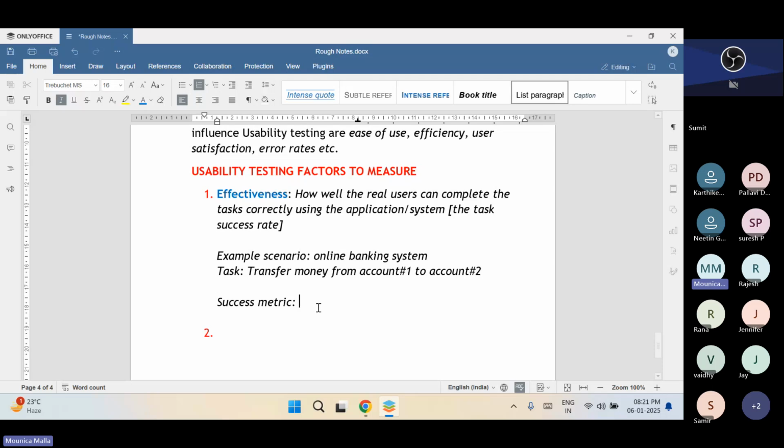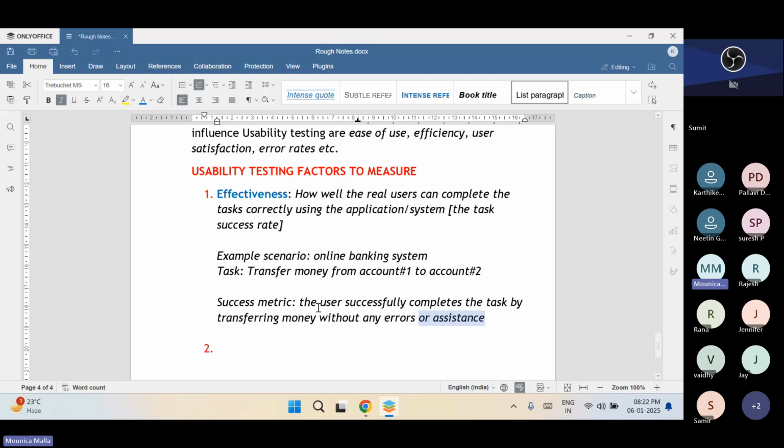So the success metric here is the user successfully completes the task by transferring money without any errors or any assistance. Assistance is very important here. Assistance means without the user calling the customer care and asking, okay, how do I transfer the money? If he is dependent on another human being to transfer the money, the application you have developed is not user friendly. It is not effective because the user has a dependency on a second human being.